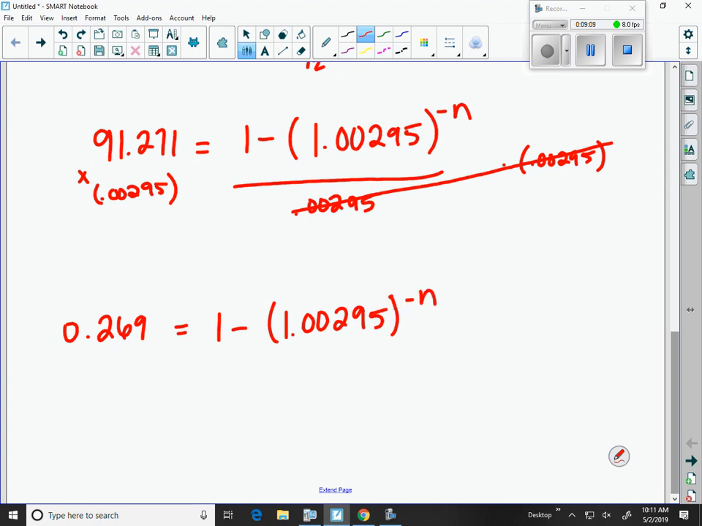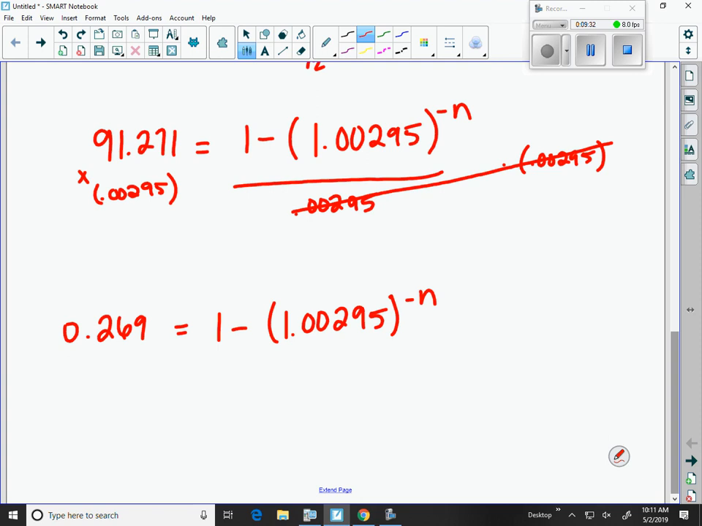Okay, so you should be doing the same thing with yours. Whatever your denominator was, multiply by it on both sides. It'll cancel out on the right-hand side, so you just have that numerator left. And then over here on the left-hand side, I did my 91.271 times my rate there, and it gave me 0.269. Okay, we are so close to being able to log both sides.